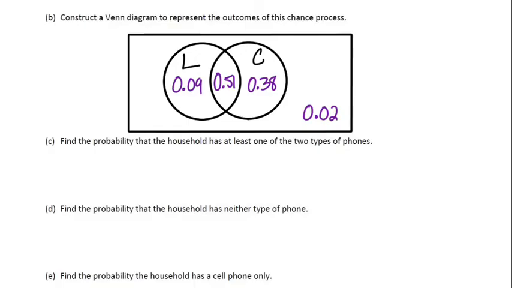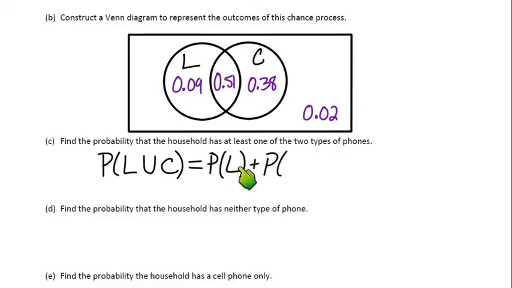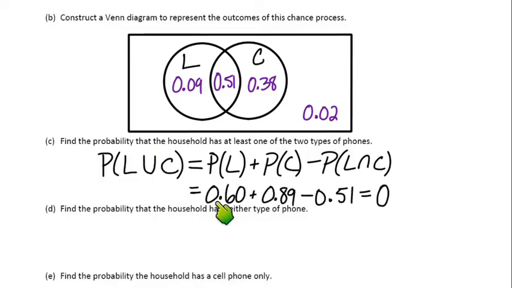So perhaps we could just add up these three probabilities right here and get the answer correct. We could also write it this way. What's the probability that you have a landline or a cell phone? You have at least one. That would be the probability you have a landline plus the probability you have a cell phone minus the intersection, so we don't count it twice. So the probability you have a landline was 0.6 plus 0.89 minus that intersection, which should give us 0.98.